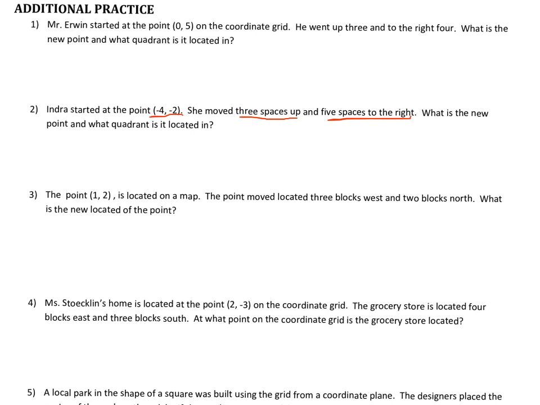Now, I'm going to go through and look at this. Up means what? It means y-axis, right? And if it's 3 spaces up, I know that means my y is going to be +3. And then 5 spaces to the right. Well, I know right and left means x, and to the right is positive, so I know it's positive, and then it was 5 spaces.